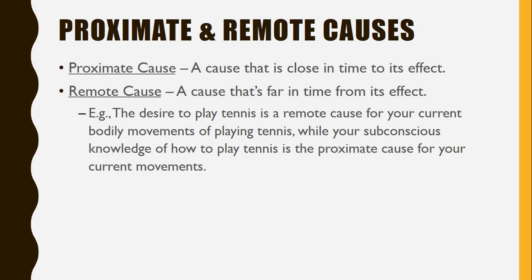So your current movements right now while you're playing tennis, let's say you're a good tennis player and you don't have to think when you're playing tennis, right? You don't have to map out and really contemplate each and every move that you do, but you're good at tennis, you've played for a long time, you just automatically move and your subconscious kind of takes over. So your subconscious taking over and telling you where to go and how to swing the racket and how hard to hit the ball, etc., that is the proximate cause. Right? That's the cause that's close in time to the effect of you playing tennis right now. Whereas your desire that arose yesterday, saying, oh, tomorrow I want to play tennis, that is the remote cause.